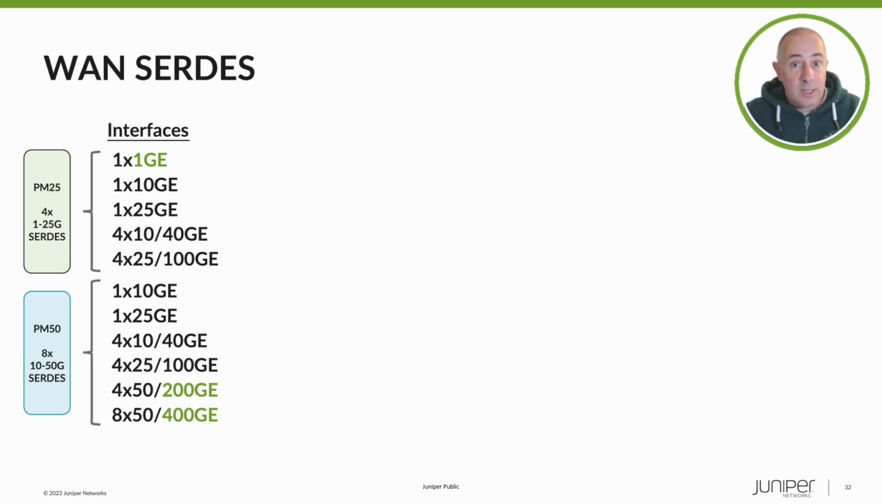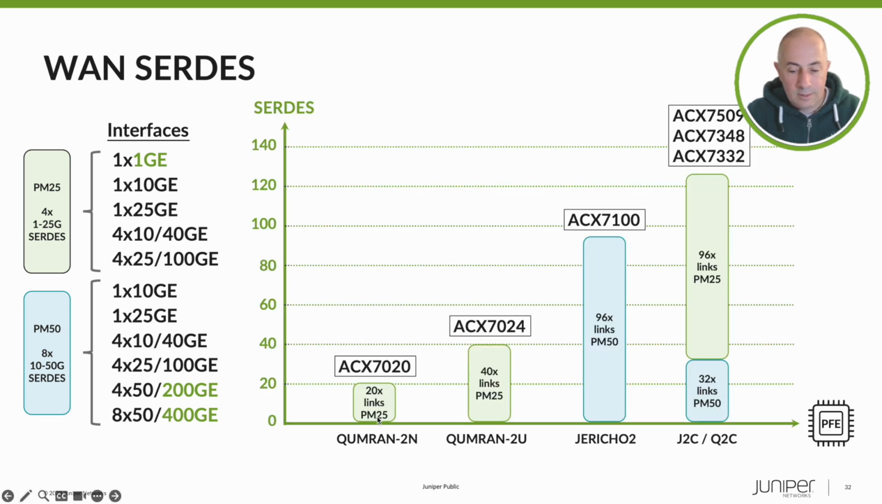That means you can use it for 1 times 10 gig up to 400 gig, 8 times 50. So you understand something directly with this chart. On the systems based on Qumran 2N, the 7020, or the system based on Qumran 2U, the 7024 and 24X, you will not get 400 gig because you need 50 gigabits per second SerDes. That is not an option on these systems.